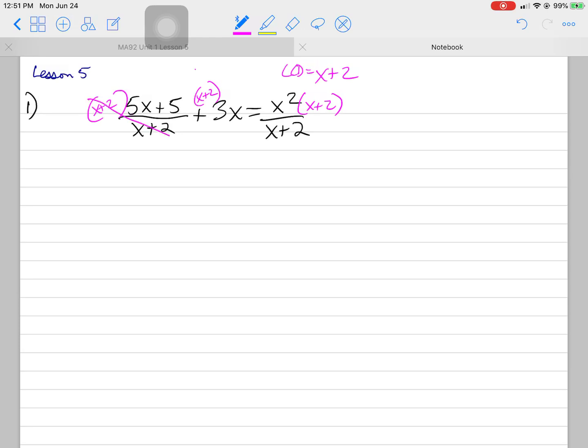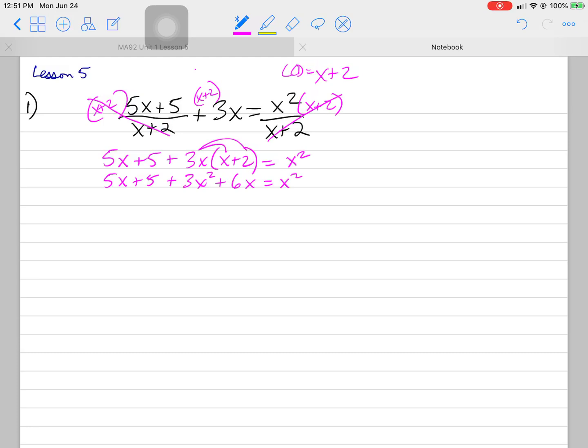This is going to reduce away, and you're going to be left with x plus 5 plus 3x times x plus 2, I'll do that in a minute, and then just x squared, because that reduces away. That looks a lot better. I need to process this by distributing first. x times x is x squared. This is plus 6x, equals x squared.